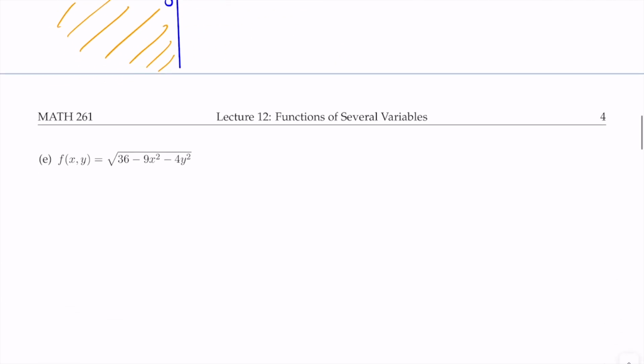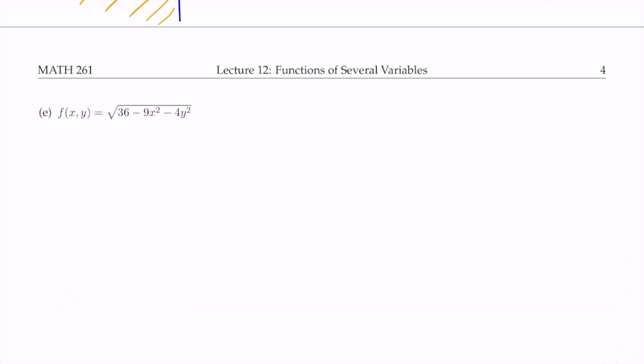Now let's move on to the next example. In this example, you have a square root function again. So the domain of the function requires 36 minus 9x squared minus 4y squared greater than or equal to 0.